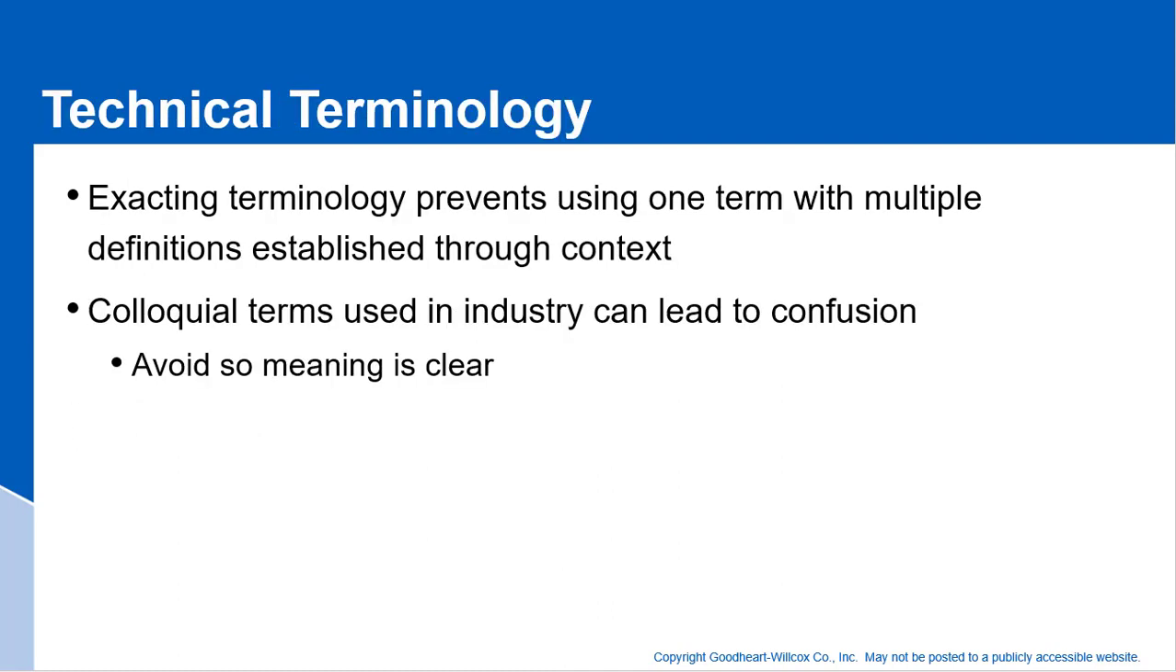Technical terminology. You need to use exacting terminology, because that prevents one term from having multiple definitions. Colloquial terms used in industry can lead to confusion. Some plants use one term for something and other plants would use a different term for it. So we need to try to avoid that. That's why we use standards.